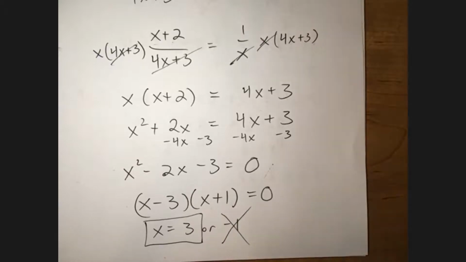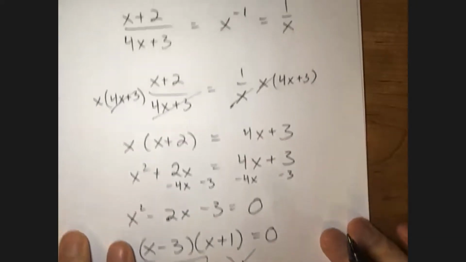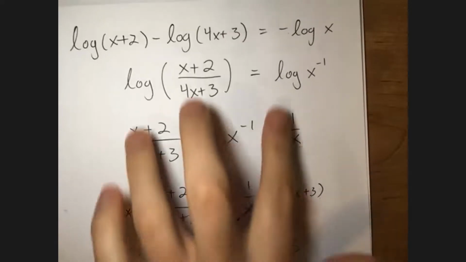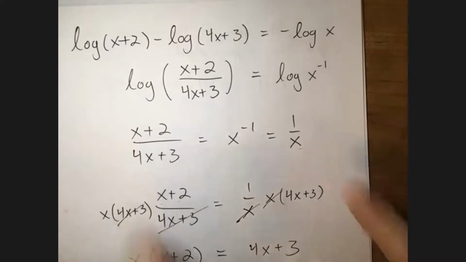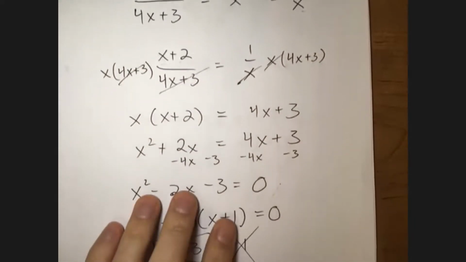Okay. But like I said, it's not always going to be the negative 1 that doesn't work. So we're just using this one-to-one property, or any other property of logs that you can use to get rid of the logarithm, to turn this into an algebraic equation.